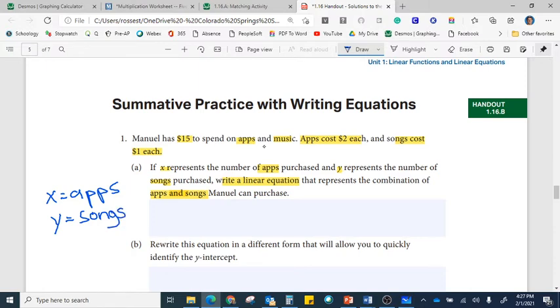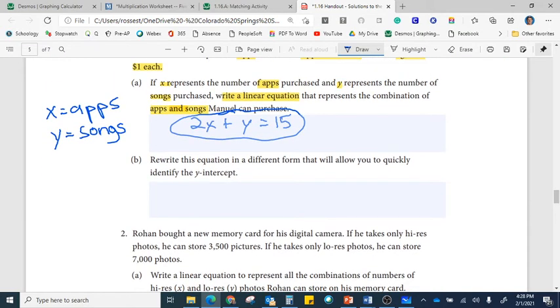Okay. All right, so what number attaches to apps right here? Apps cost $2 each. Okay, so I'm going to say 2x, and I'm going to add to that the cost for each song, and each song costs $1. Okay, so plus 1y, or better known as just y, and that has to equal the total amount, which is $15. Okay? Take off that 1 so that we get used to seeing it as just y. So there's my equation.